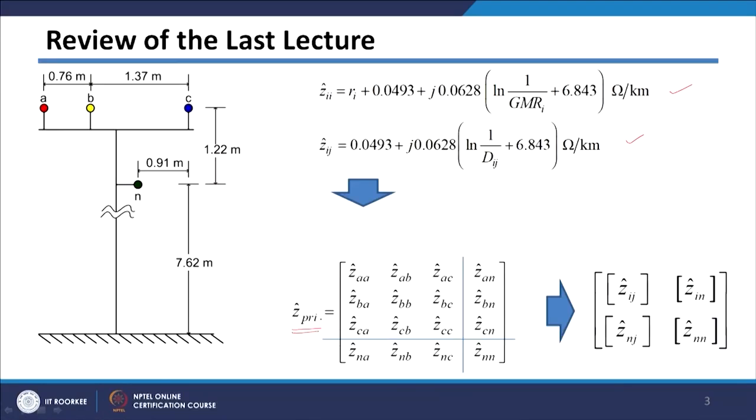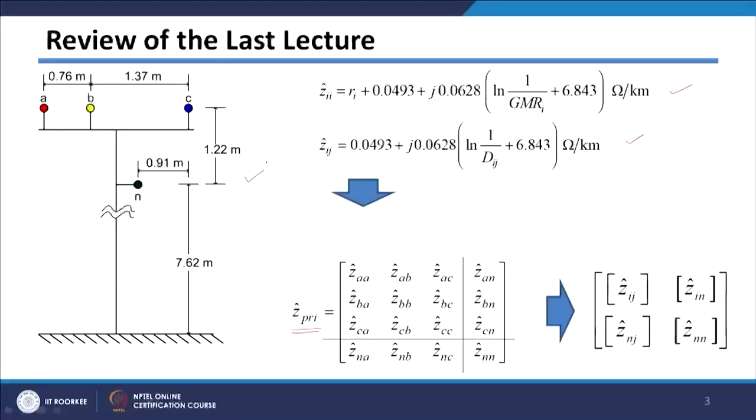primitive impedance matrix. And this primitive impedance matrix, as I told you, will be of size number of conductors by number of conductors. If you apply this to the figure on the right hand side, since there are 4 conductors, 3 phase conductors A, B, C and 1 neutral conductor, your primitive impedance matrix size will be 4 by 4. Out of these, 3 columns will be for your phase conductors, and the 4th column is for your neutral conductor. Similarly, this row is for your neutral conductor.